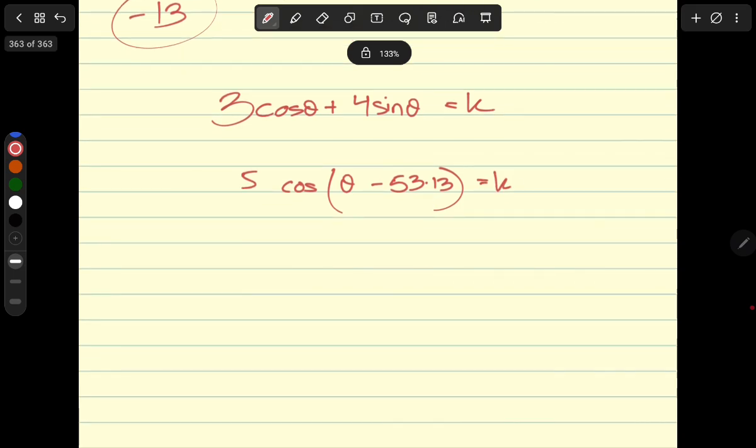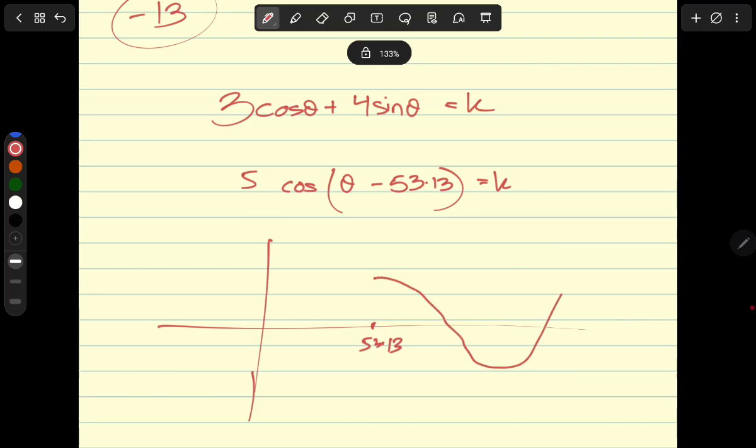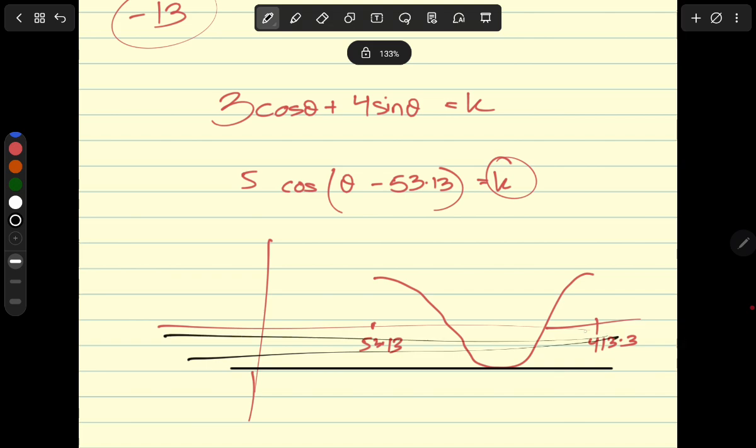Now, how do you see this graph? So this graph starts at 53.13, right? And completes one cycle at 360 plus 53, which is 413.13. Okay. Now, they're saying for which the solution exists, which means that at most there is going to be one solution, which is going to be at the minimum. I'll just show you. The solution is going to be here, where this y equals k is tangential, or there are two solutions or more, right?